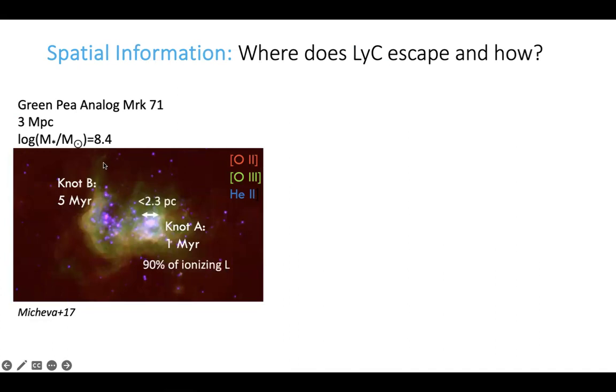And knot A, this little region, is actually producing 90% of the ionizing luminosity of this galaxy. And that little region is less than 2.3 parsecs in diameter. So this is a really, really compact superstar cluster that is the dominant source of ionizing radiation in this galaxy. This galaxy is a relatively low mass galaxy.